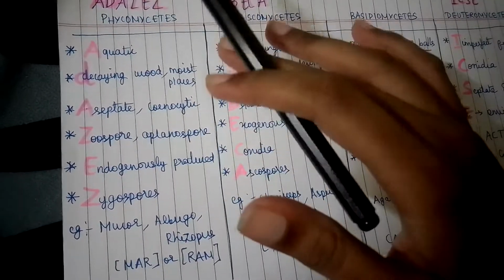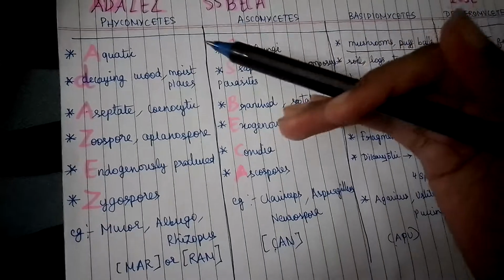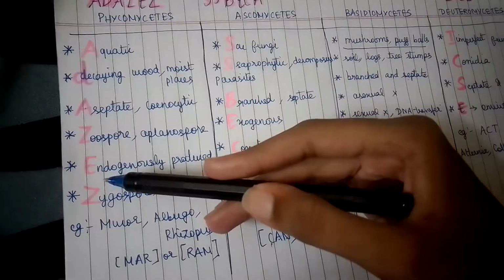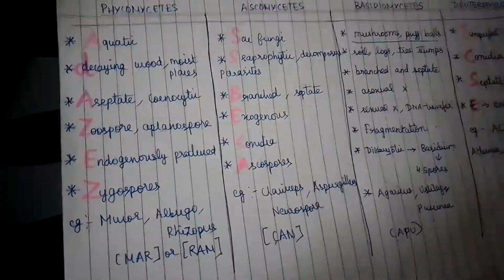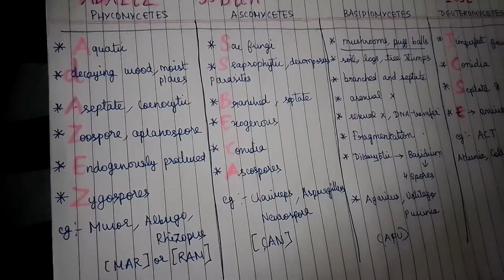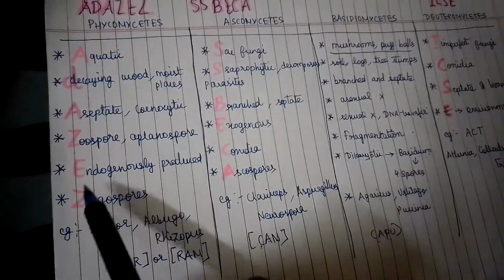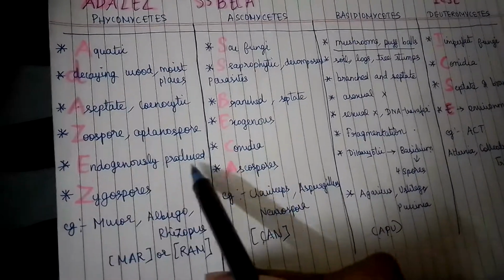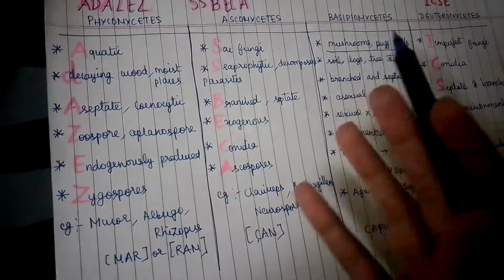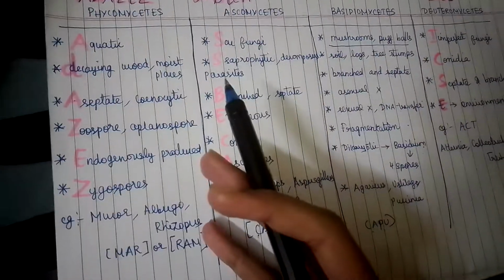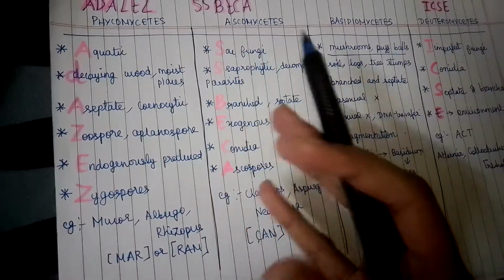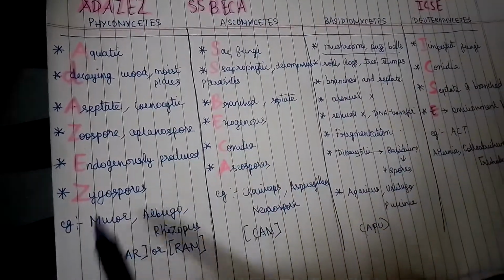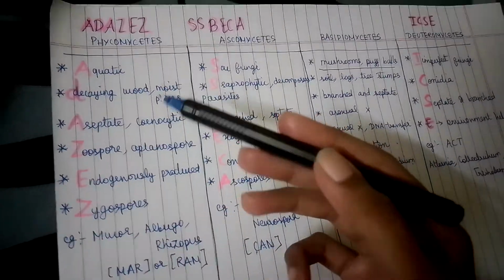And Z stands for zoospores. The asexual reproduction takes place by the zoospore and the aplanospore, and they are endogenously produced, which means inside the sporangium these spores are produced. E stands for endogenous and EZ stands for zygospores. Zygospores are formed by the fusion of 2 gametes. The gametes are generally similar in morphology. So that's all about ADAEZEZ.